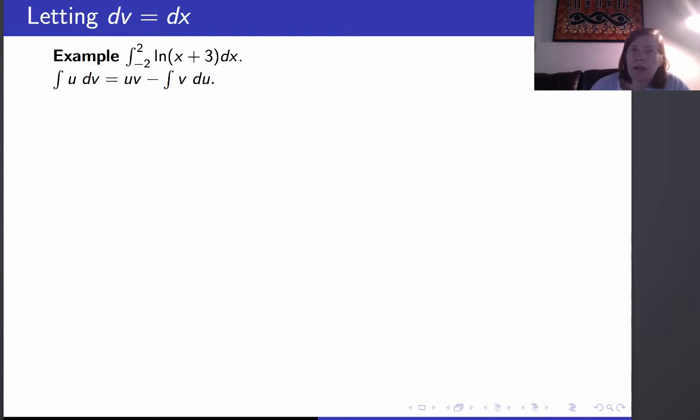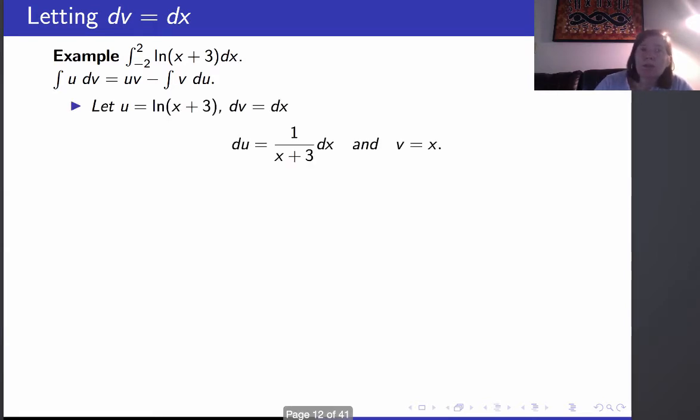This doesn't look like f of x times g prime of x because the g prime of x is going to be 1 here. So integration by parts works here if we just take g prime of x equal to 1. So let's let u equal the natural log of x plus 3 and dv equals dx, or 1 times dx if you prefer. And now du dx is 1 over x plus 3, and this means du is 1 over x plus 3 dx, and v is the antiderivative of 1 dx, which is just x.